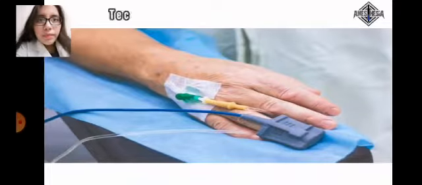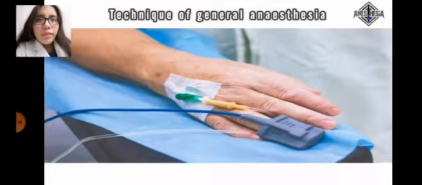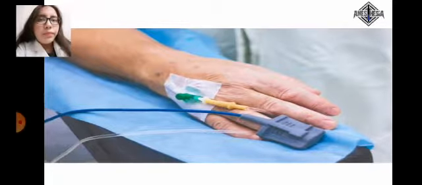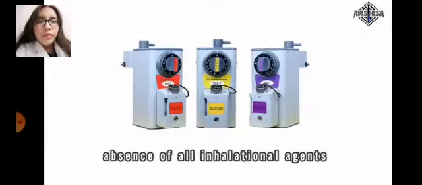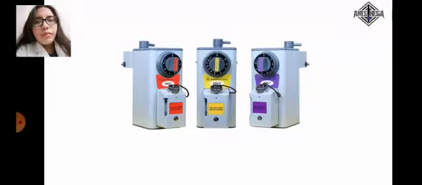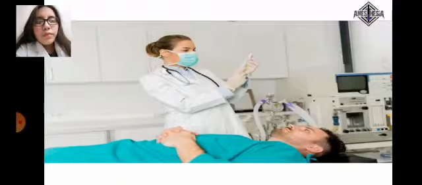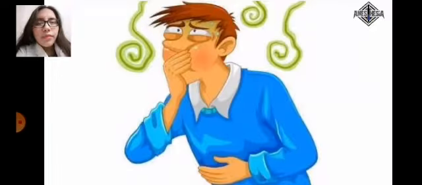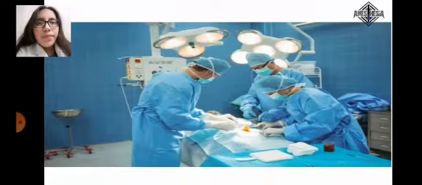Total intravenous anesthesia, or TIVA, is defined as a technique of general anesthesia given solely by the intravenous route and in the absence of all inhalational agents, including nitrous oxide. Total intravenous anesthesia, TIVA, offers some important advantages over inhalation anesthetics, including rapid recovery with minimal hangover and a low incidence of nausea and vomiting. TIVA may be the technique of choice for some operations.